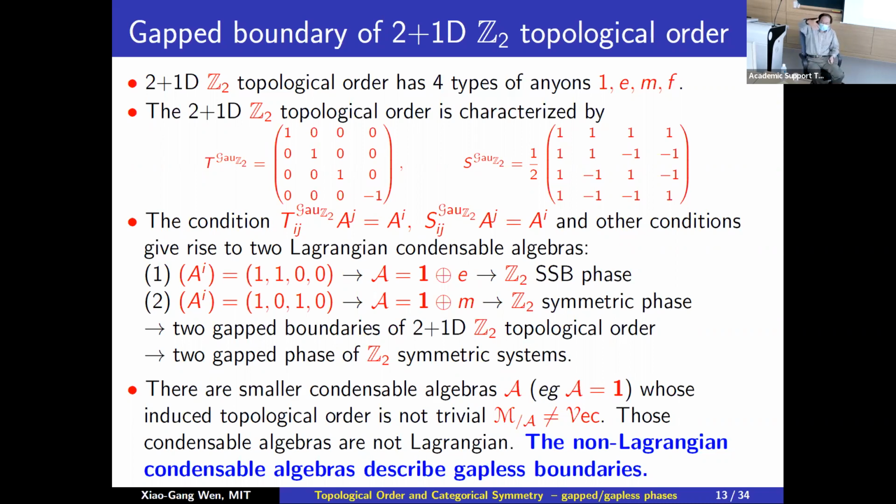So that represents a gapped boundary. And that's our old story. This one is the E condensed boundary, and that one is the M condensed boundary. You can see the first element is the identity, always condensed. The second element is E, the third element is M. So this is E condensed, and this is M condensed. And there's also a smaller condensation, where only the identity condenses. E and M do not condense. If E and M do not condense, we also have a solution.